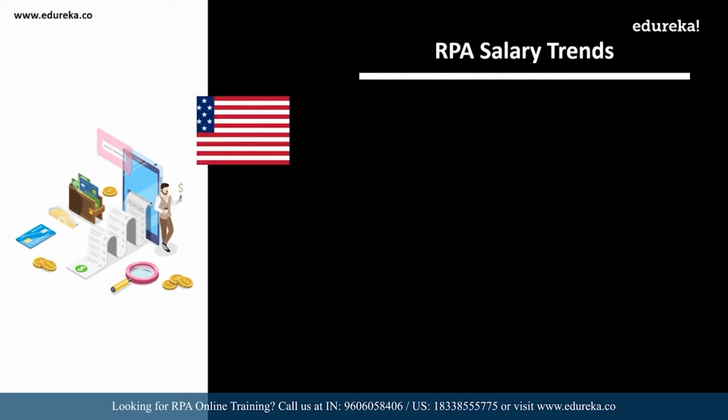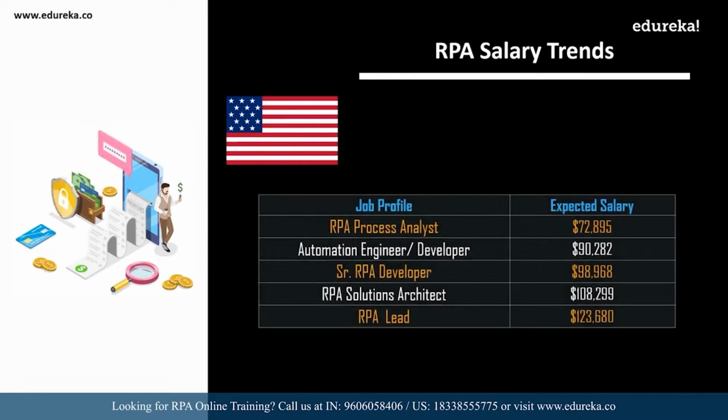Similarly, if you look into the same roles in USA, then an RPA process analyst can expect around $72,000. An automation engineer or an automation developer can expect around $90,000. A senior RPA developer can expect around $98,000, and an RPA solutions architect can expect around 1 lakh US dollars, and an RPA lead can expect around $1,23,000. So again, guys, that's a huge amount of money for any career role. So I would say if you're looking forward to becoming an RPA developer, then this is the right time that you start your career in RPA.